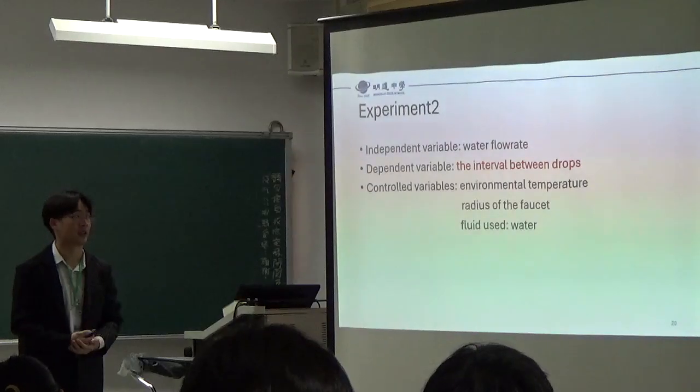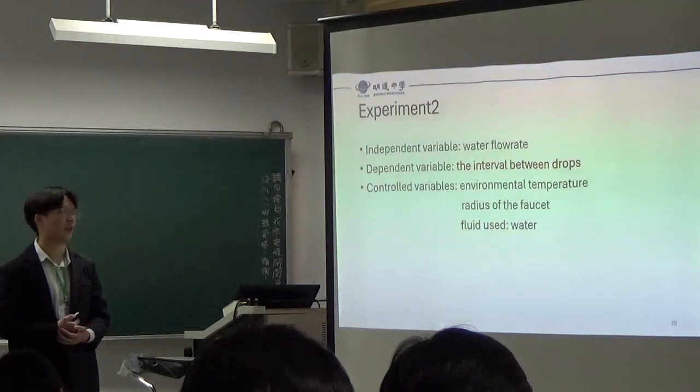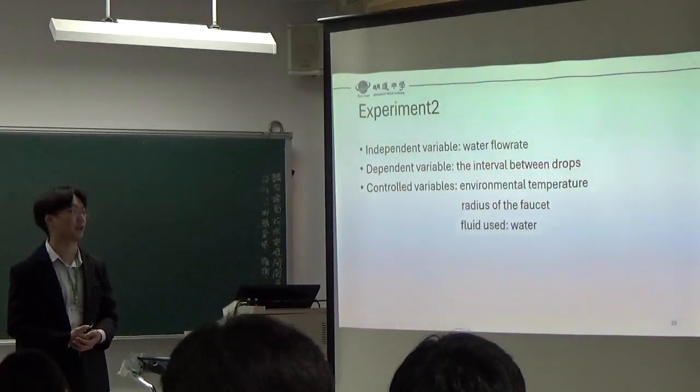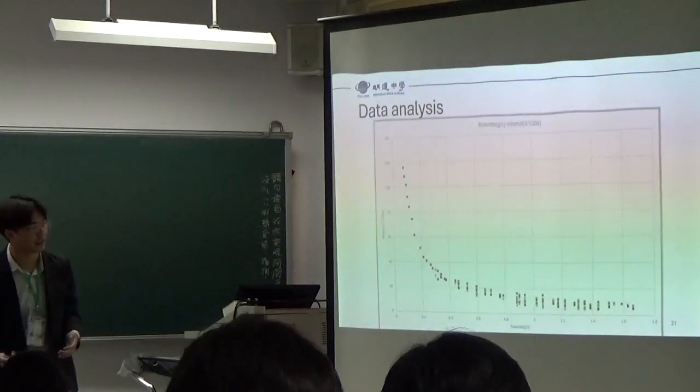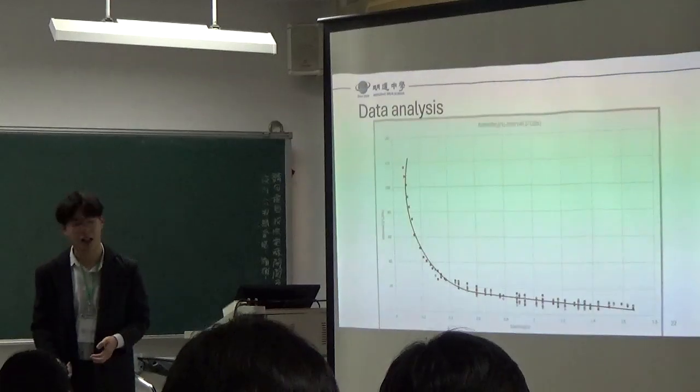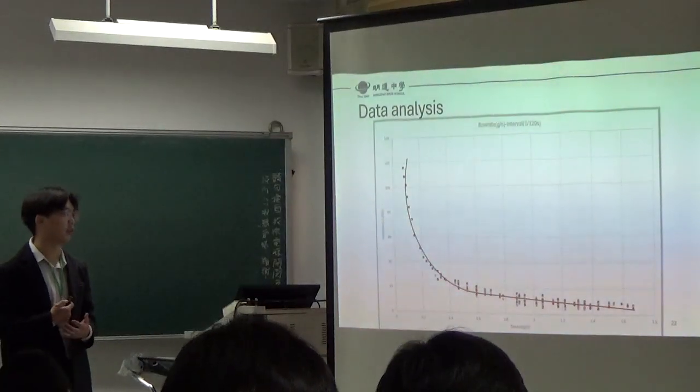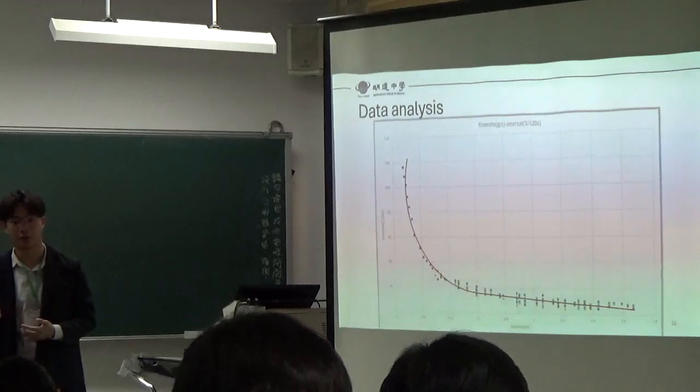And let's talk about my experiment 2. My independent variable is still the water flow rate, and my dependent variable is the interval between drops. And this is my data. So first of all, in this line, you can see that the interval decreases as the flow rate increases.